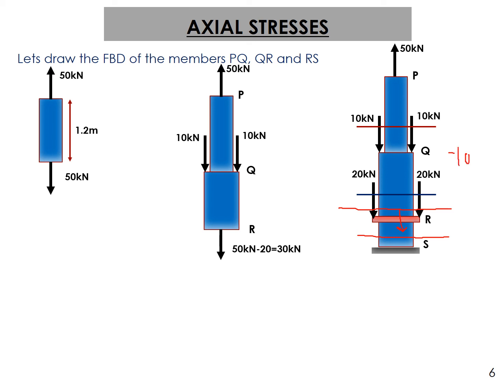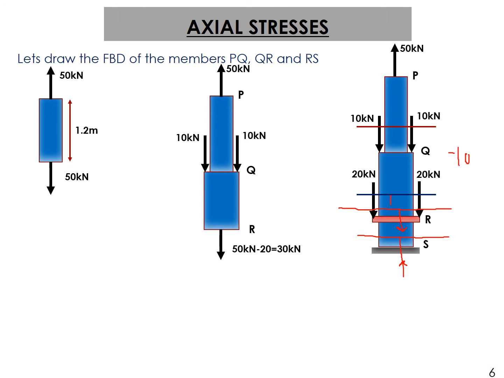So this is the load. If we assume the positive sign for tension and the negative sign for compression, it means there will be a net compression in this member. So that's how we will take our 10K minus 10K. Above this member RS, there is compression only.